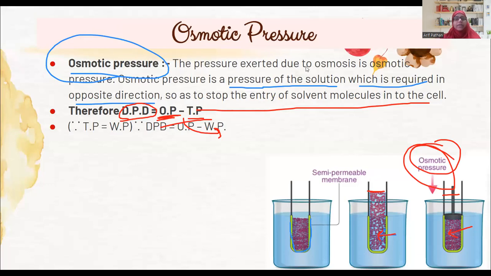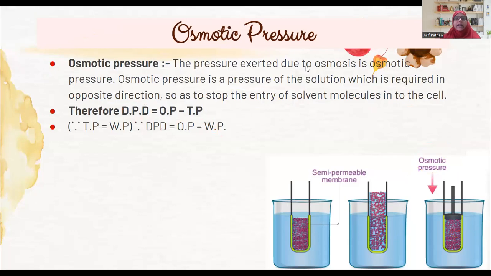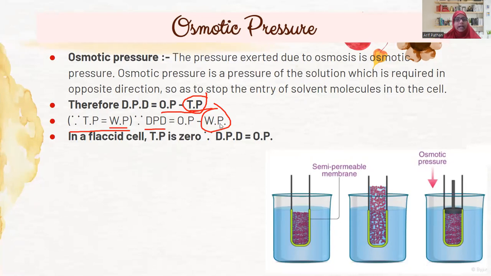In this, we can equate with the following equation. These are the representations or statements that you need to know as we go through the concept. We had earlier equated that the wall pressure and the turgor pressure are equal in the previous slide. So if DPD is osmotic pressure minus turgor pressure, you can replace TP with wall pressure, WP. In place of TP, you can write WP also. The new equation you get is DPD equals OP minus WP.